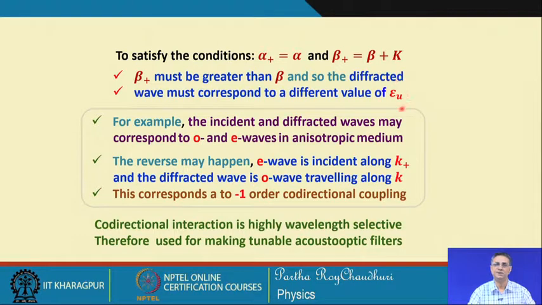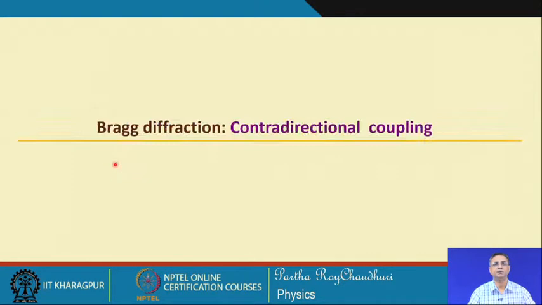We have a different discussion about how this polarization modulation by this acoustic wave takes place, how it can modify the incident polarization to a different polarization in the coupled wave, that we will discuss. So, co-directional interaction is highly wavelength selective, and therefore, it is used for making tunable acousto-optic filters. We will see some examples later.